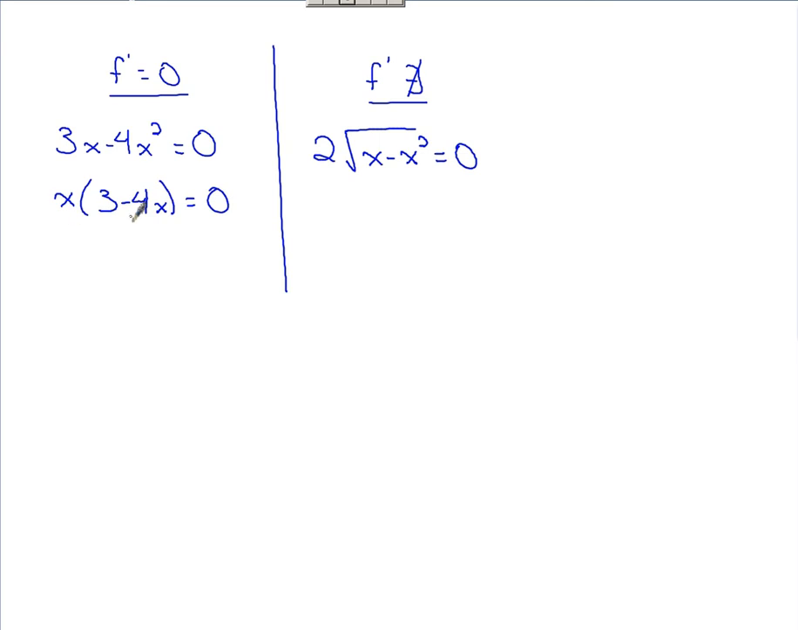Got two factors here that equal 0. So x would have to equal, well, first factor here, x would have to equal 0. For the second one, you've got 3 minus 4x equal to 0. If I add the 4x over, divide by 4, we're going to find that 3/4 is our other value.